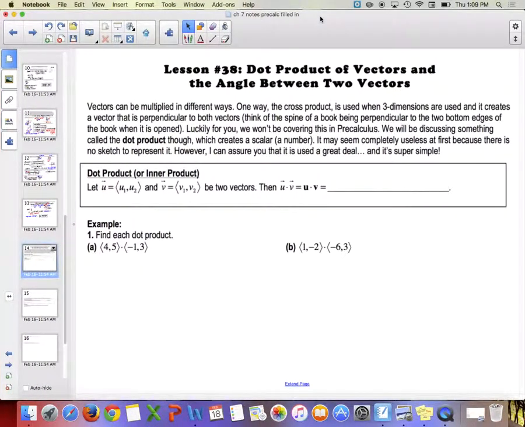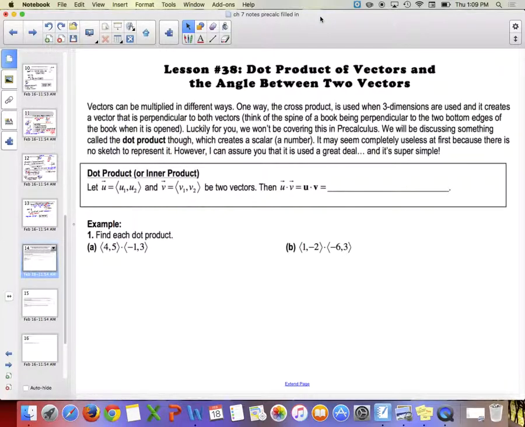All right, so lesson 38 is on the dot product of vectors and the angle between two vectors. So it's really just going to be a bunch of formulas that I'm giving to you. We're just plugging and chugging. The dot product is super simple. It's the best thing about vectors. It's very easy. Okay, so it says vectors can be multiplied in different ways.